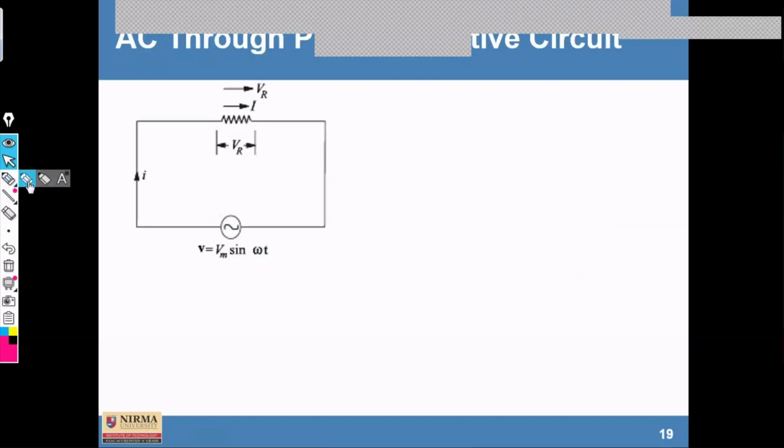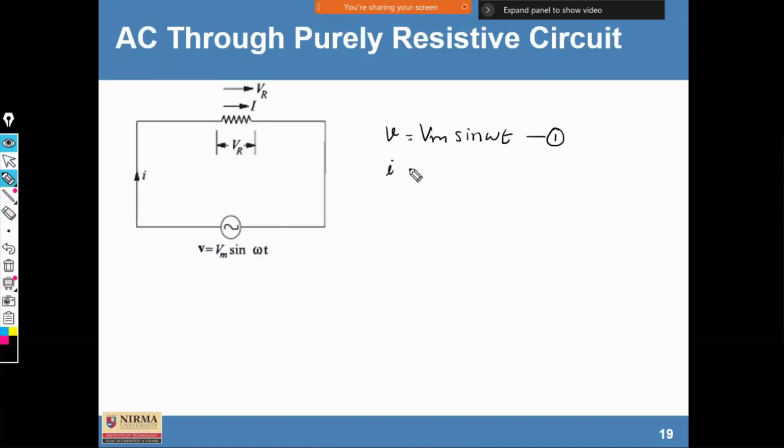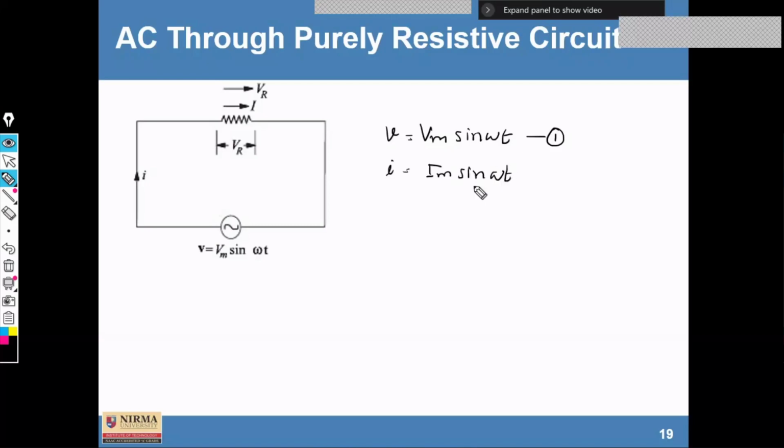Fine. And then we also discussed the behavior of circuit when the resistive circuit is connected. In this case, we have a voltage source equation, that is v equals Vm sin omega t, and from this we derived the equation of current i, which is i equals Im sin omega t. So we got a similar equation for current also in the case of a purely resistive circuit.